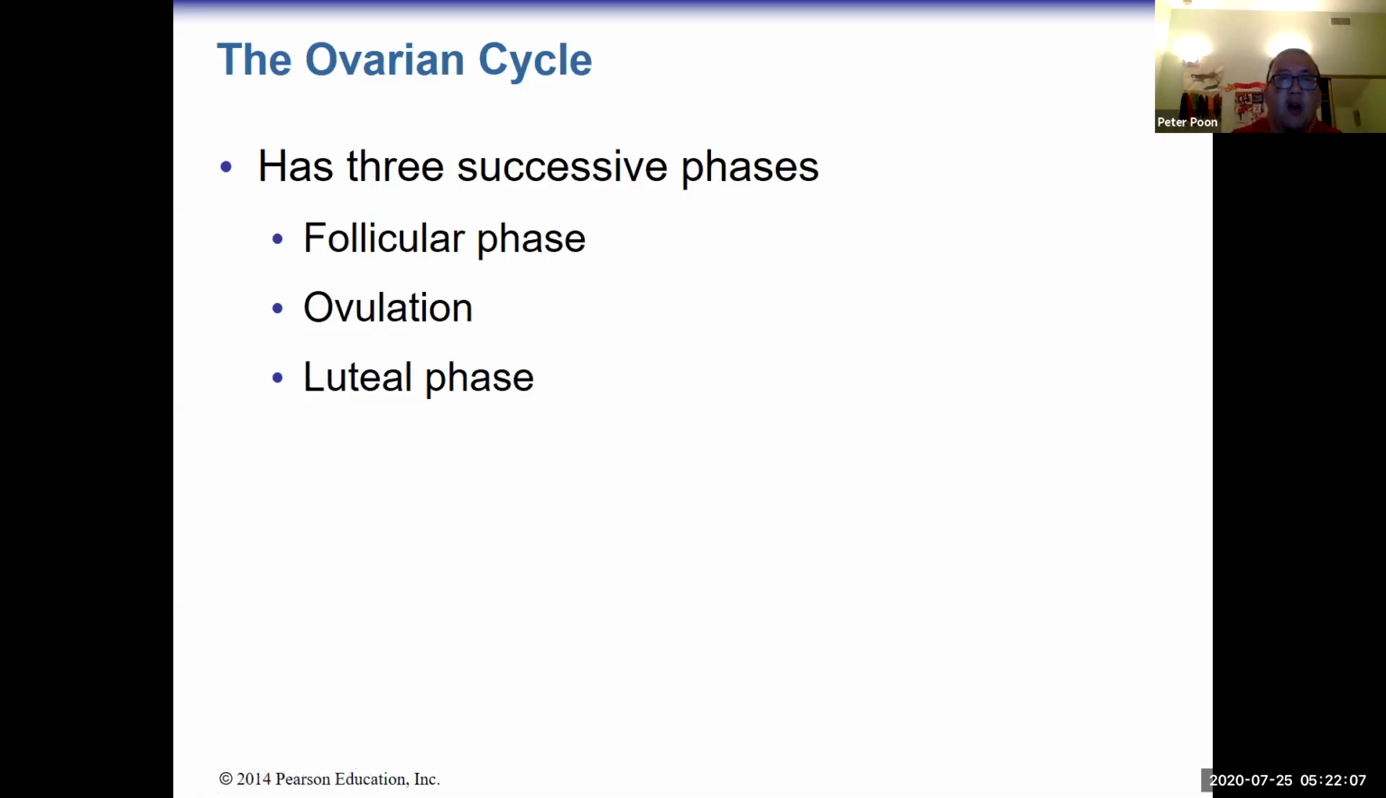The ovarian cycle has three phases: the follicular phase, ovulation, and then the luteal phase.